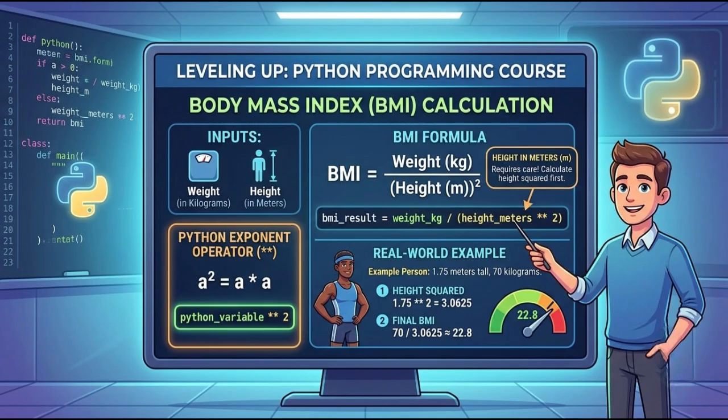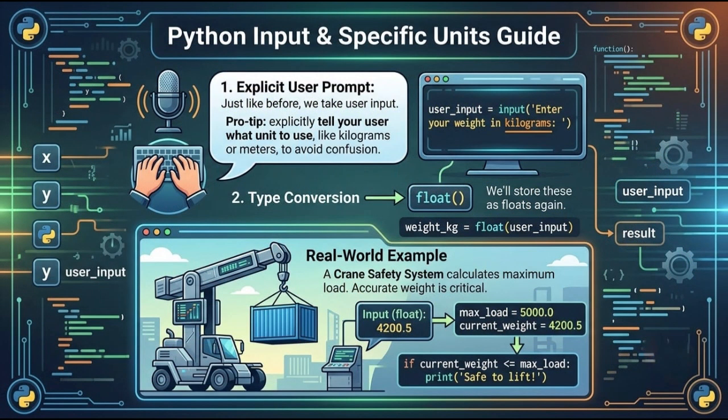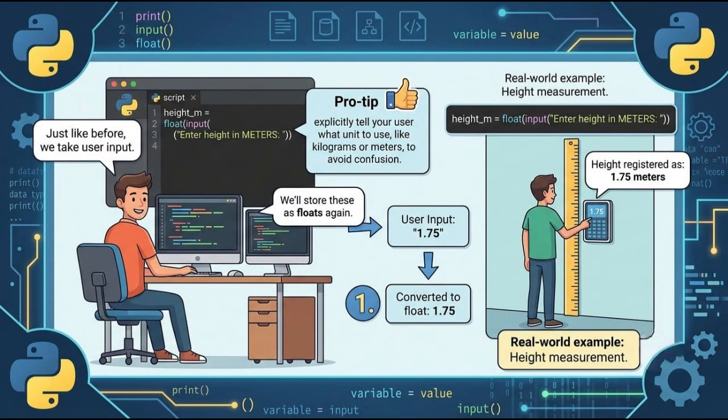This introduces us to Python's exponent operator. Just like before, we take user input. Pro tip: explicitly tell your user what unit to use, like kilograms or meters, to avoid confusion. We'll store these as floats again.